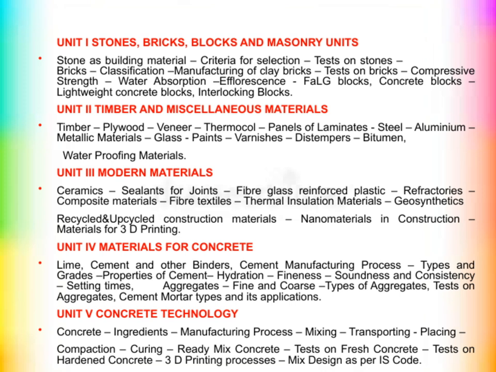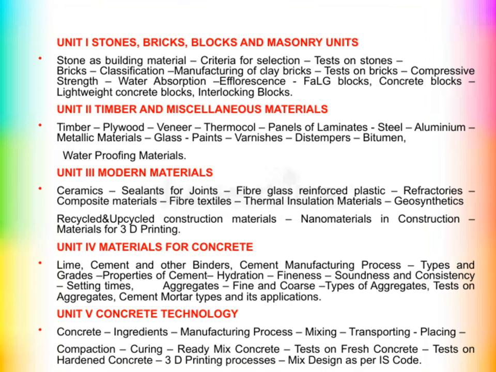and uses. In the second unit, we shift our focus to timber and other miscellaneous materials. Timber remains a fundamental building material, but we also examine products like plywood, veneers, and thermocol, which are increasingly used for various applications. Panels of laminates add aesthetic and functional value. We then look at metals such as steel and aluminum, essential for structural and architectural purposes. Other materials include glass, which provides transparency, and finishes like paints, varnishes, and distempers that protect and decorate surfaces. Additionally, bitumen and waterproofing materials are crucial for moisture protection in construction.